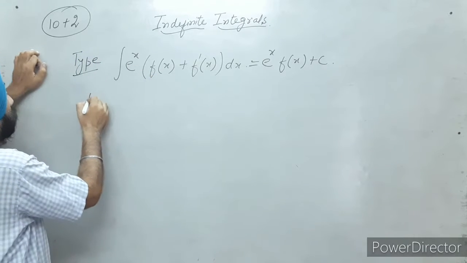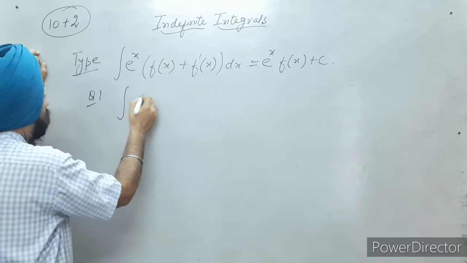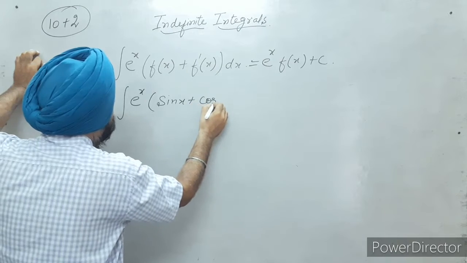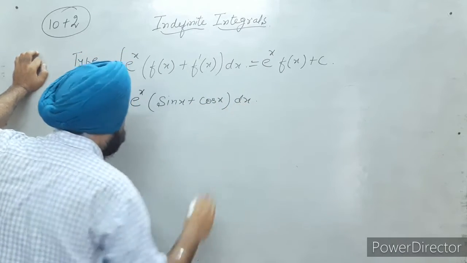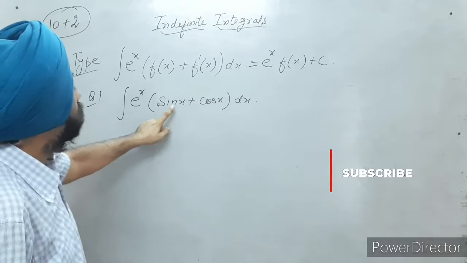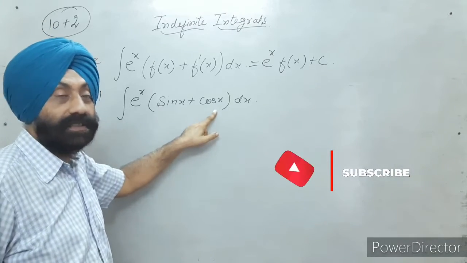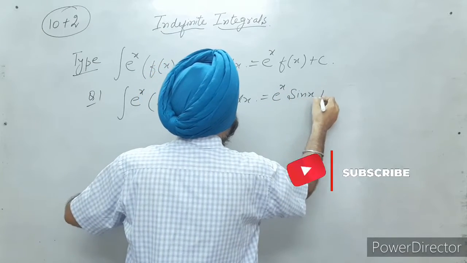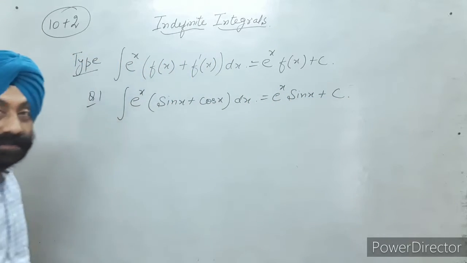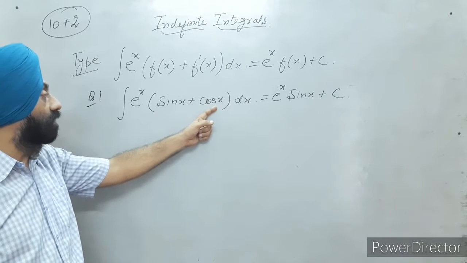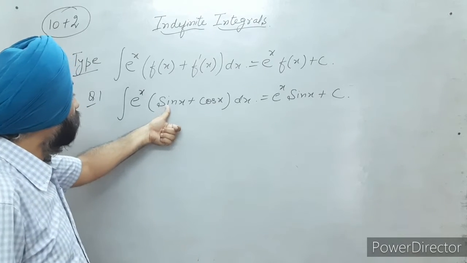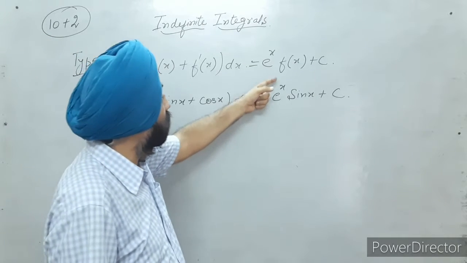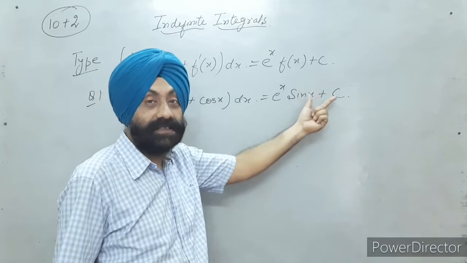Now, a very simple sum I will start off with. This is the integral of e^x (sin x plus cos x) dx. The derivative of sin x is cos x. The answer is e^x sin x plus c. e^x (sin x plus cos x) was given to us. This is f(x), its derivative, that is f'(x), is written here. The answer is e^x f(x). f(x) was sin x, plus c.